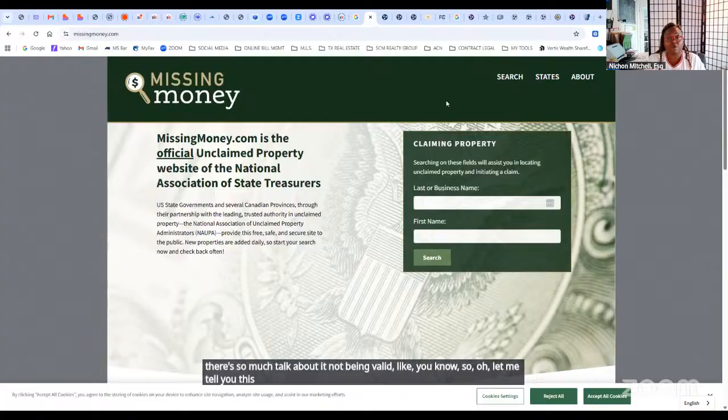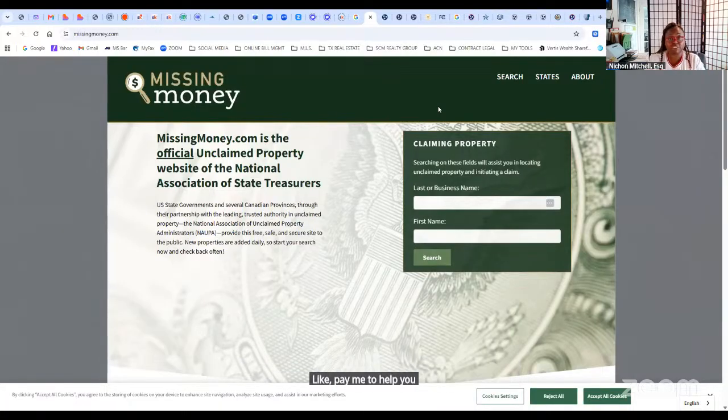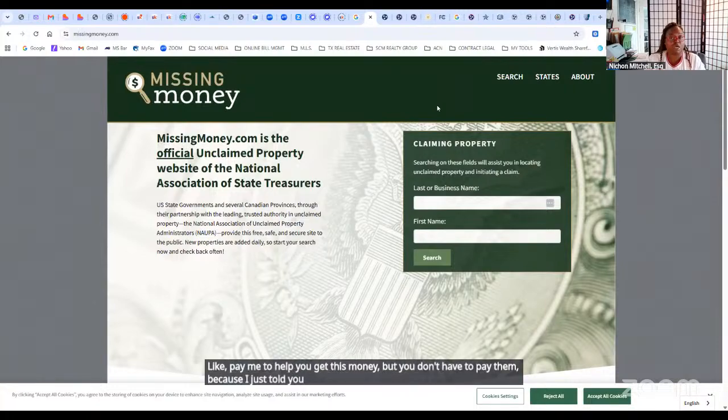So let me tell you this part. There are people that search these sites and they will contact you and say, I will help you get this money. Like, pay me to help you get this money, but you don't have to pay them because I just told you how to do it. So a lot of times when those people contact you, it's true.